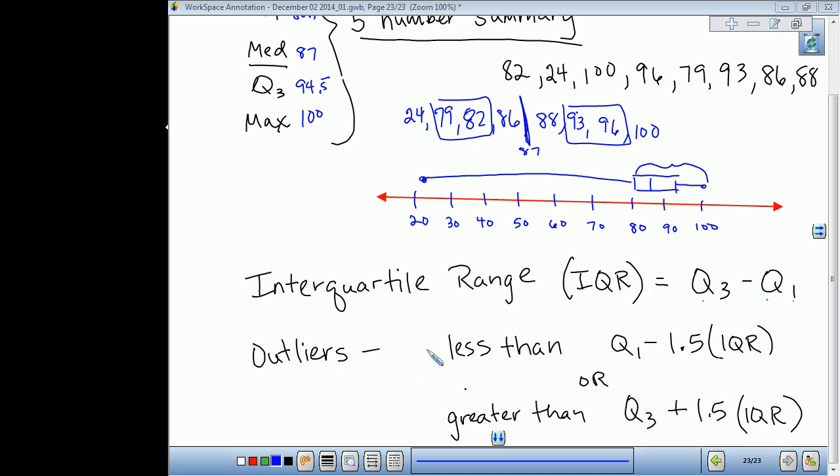Now, some of you asked about outliers. To find the outliers, you have to find the interquartile range. That is just Q3 minus Q1. So in our case, it's 94.5 minus 80.5, so the IQR is 14. To be an outlier, a value has to be less than Q1 minus 1.5 IQR, which in our case is 80.5 minus 1.5 times 14, so 59.5. Is there a number that is less than 59.5? Yes. So we would say that 24 is a possible outlier.